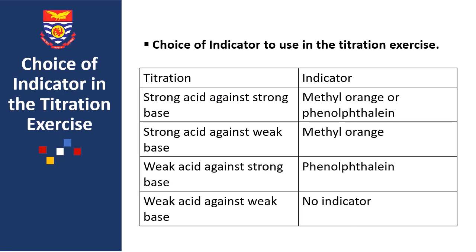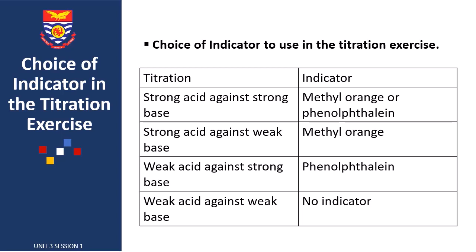When you are titrating a strong acid against a strong base, then indicators that can work in the acidic region or basic region can be used. There are a number of color indicators, but two that are very common are the methyl orange and the phenolphthalein. And these ones, when we are doing strong acid against strong base, we can use any of them.